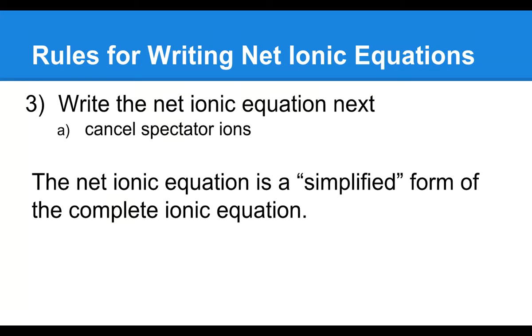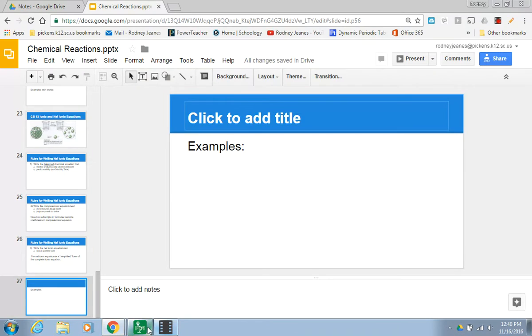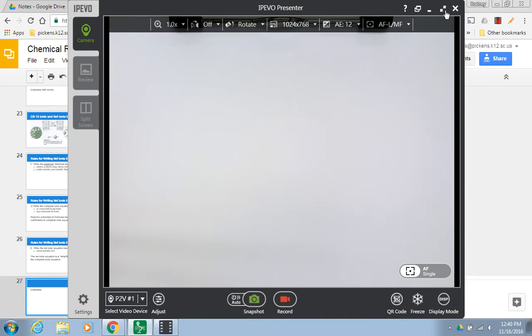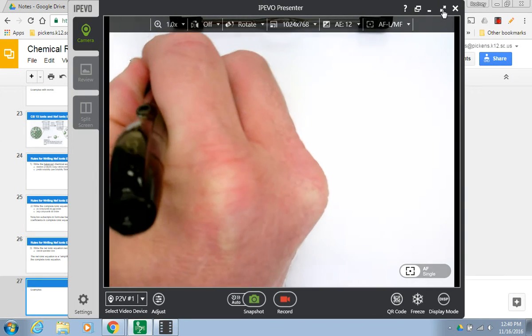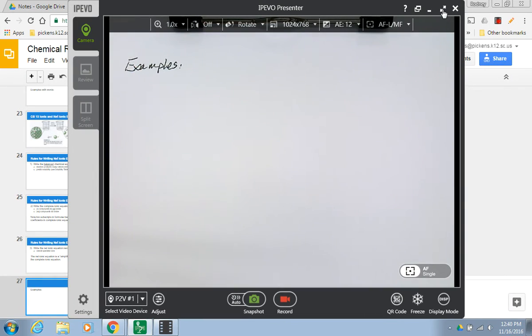Your net ionic equation basically is your simplified form of what we call a complete ionic equation. So the best way to do this is by jotting down some examples. So we'll switch over to this screen and help you learn how to do this by looking at a few of these examples here. Again, you want to check your solubility of these examples. Make sure you have your solubility table handy, or at least that you remember your solubility rules.